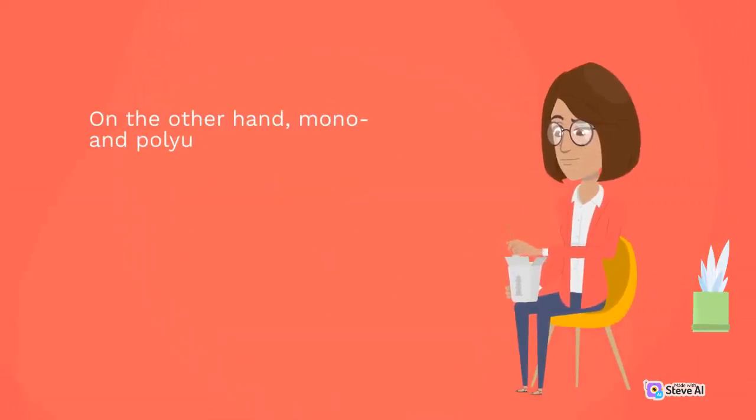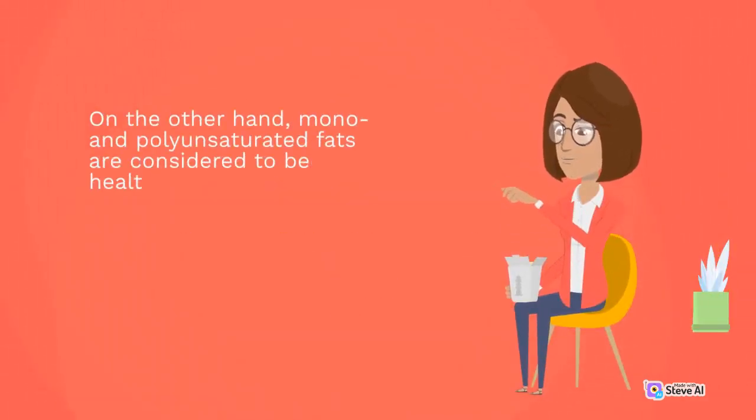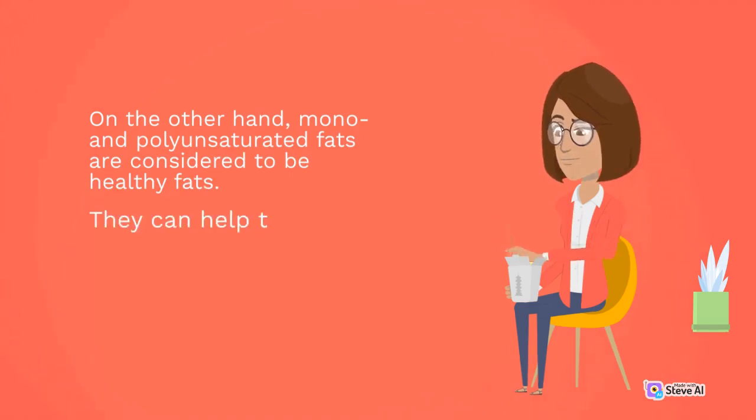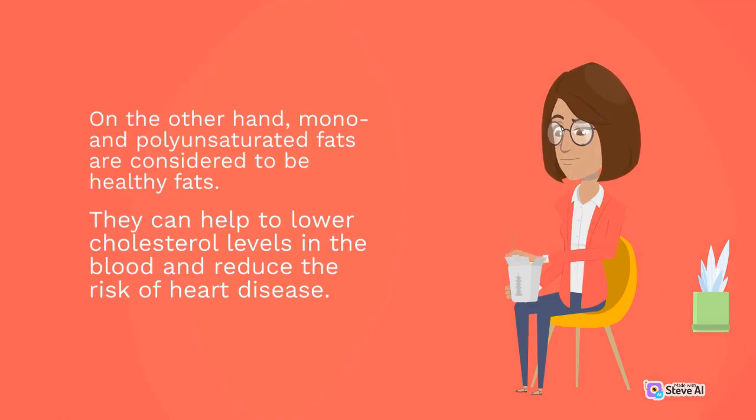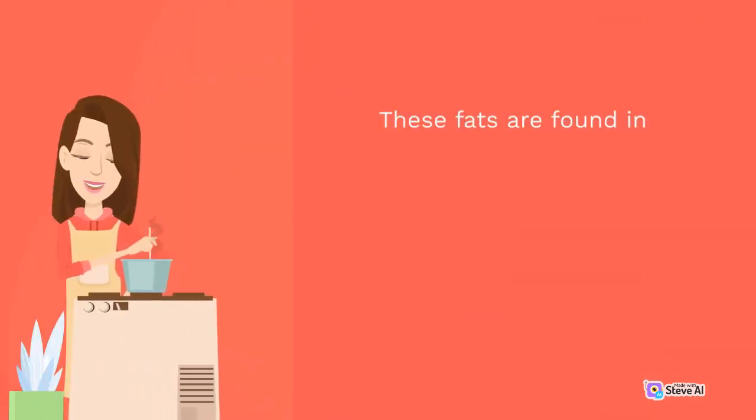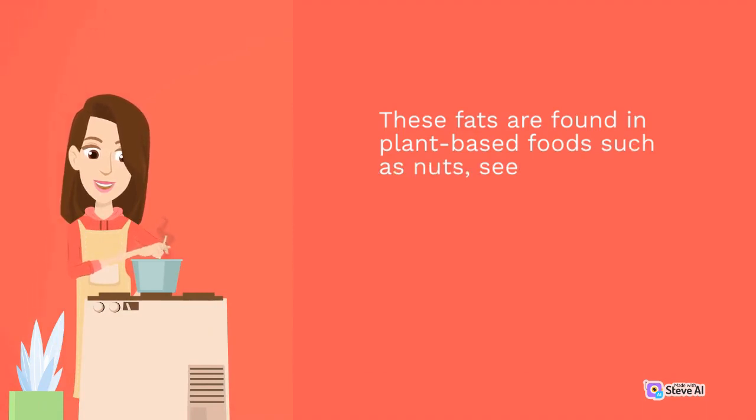On the other hand, mono and polyunsaturated fats are considered to be healthy fats. They can help to lower cholesterol levels in the blood and reduce the risk of heart disease. These fats are found in plant-based foods such as nuts, seeds, and vegetable oils.